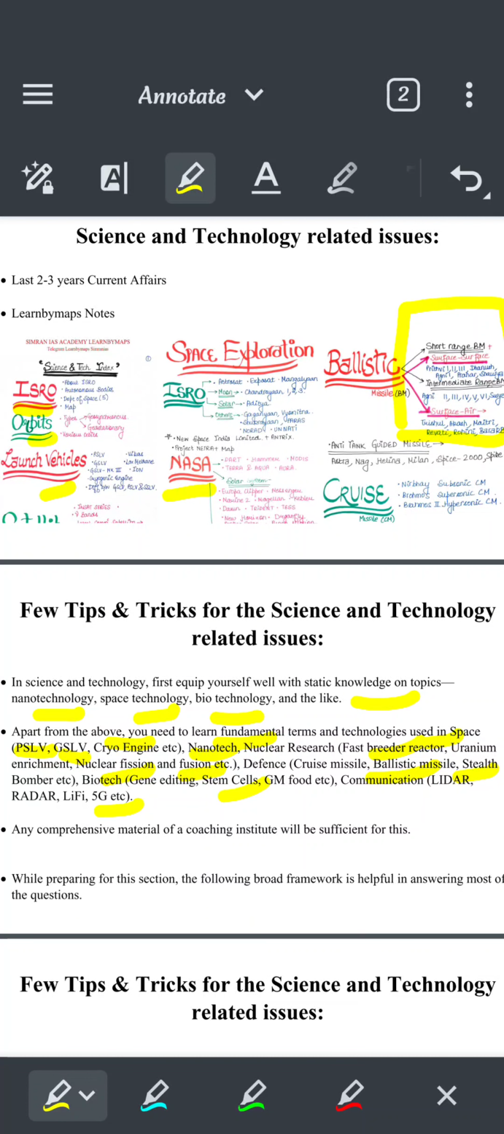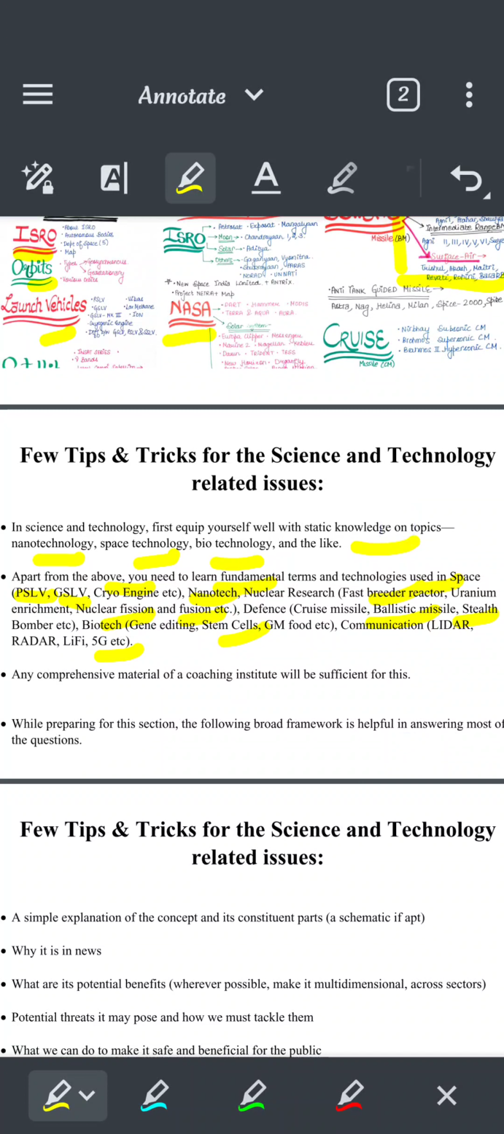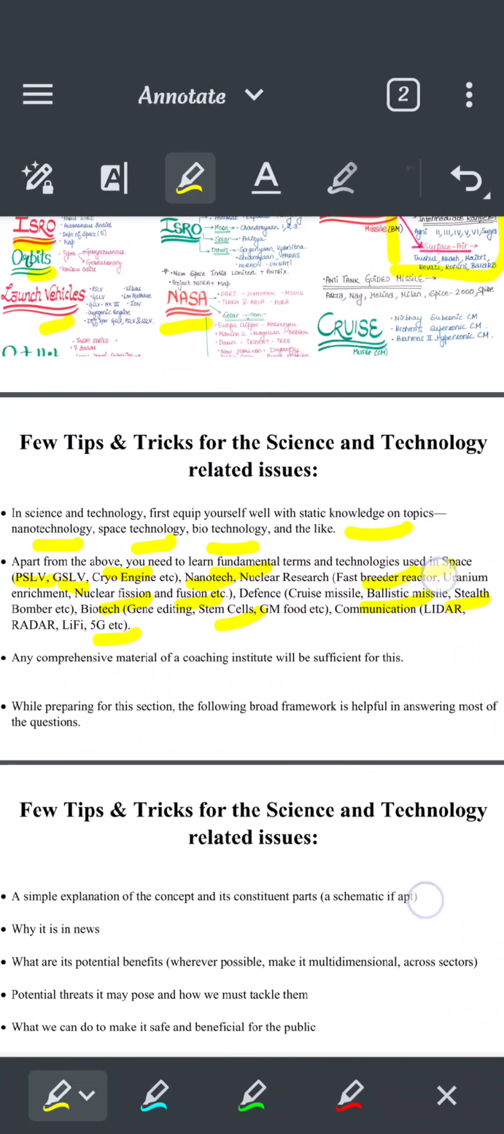And for this you can refer to the Learn by Maps notes prepared by the Simran IAS Academy. They will help you to understand the basics in a very, very easy to understand manner. So next, while preparing for this section, the following broad framework is helpful in answering most of the questions.